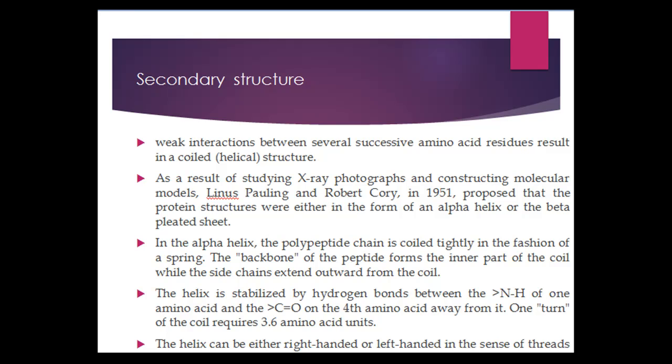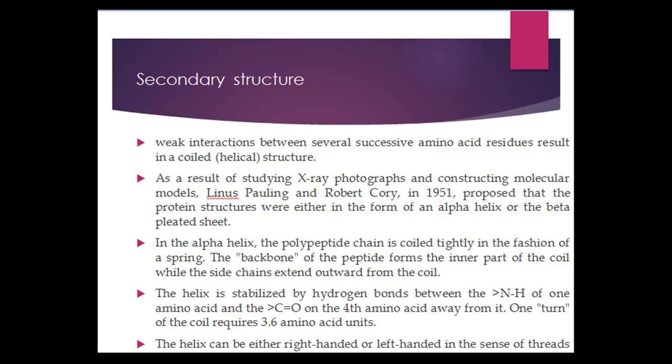This is possible because of a result of studying X-ray photographs and constructing molecular models by Linus Pauling and Robert Corey in the year 1951, who proposed the protein structures were either in the form of an alpha helix or the beta pleated sheets. In the alpha helix, the polypeptide chain is coiled tightly in a fashion of a spring.